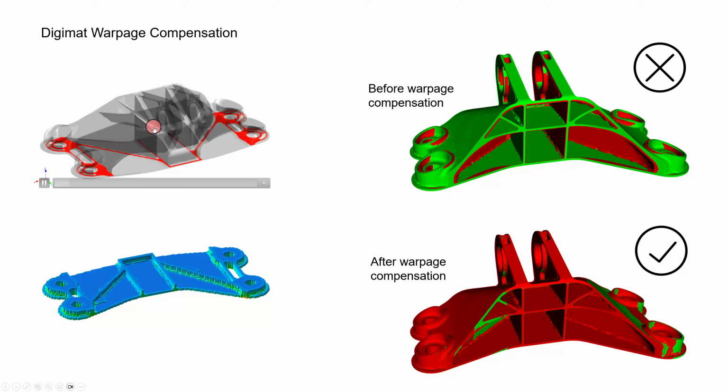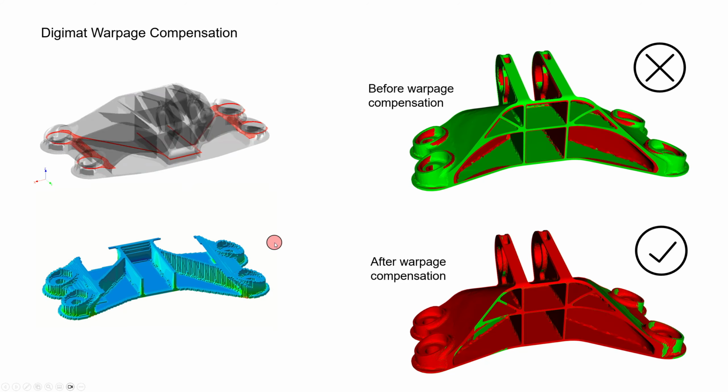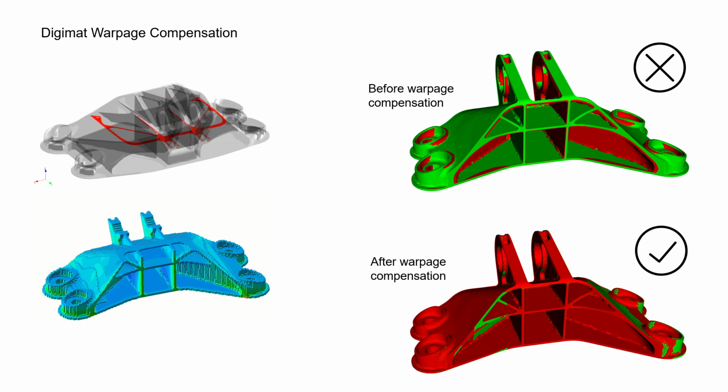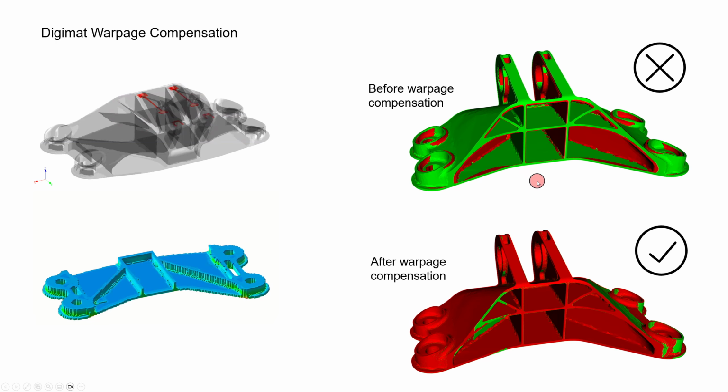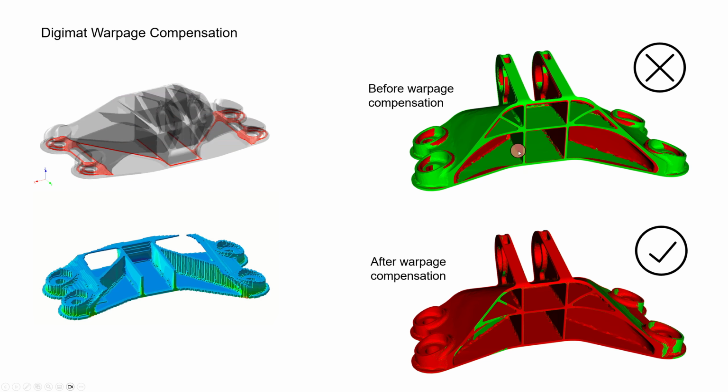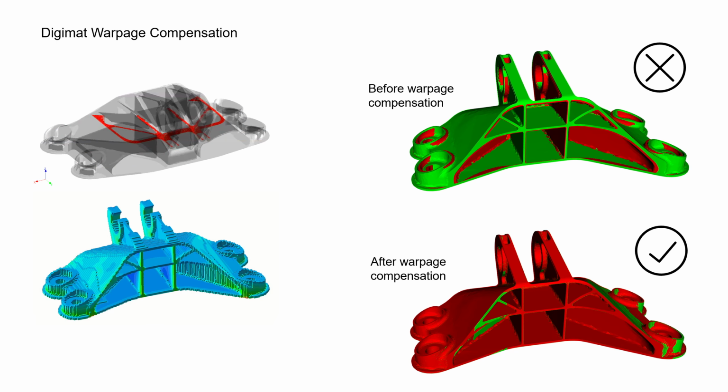Let's go! These animations show how Digimat models an additive manufacturing process layer by layer. This shows the difference between the original desired part shown in green and the resulting part shown in red, and you can see that there is considerable warpage. Instead, if we use warpage compensation in Digimat, we can get an overlap between the original part and the final part that is very tight.